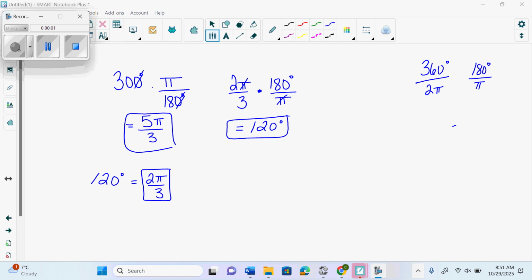Go counterclockwise, correct? Negative rotational angles go clockwise. And they can be coterminal to each other, right? A negative rotational angle can terminate on the same spot as a positive rotational angle. So we did do that.